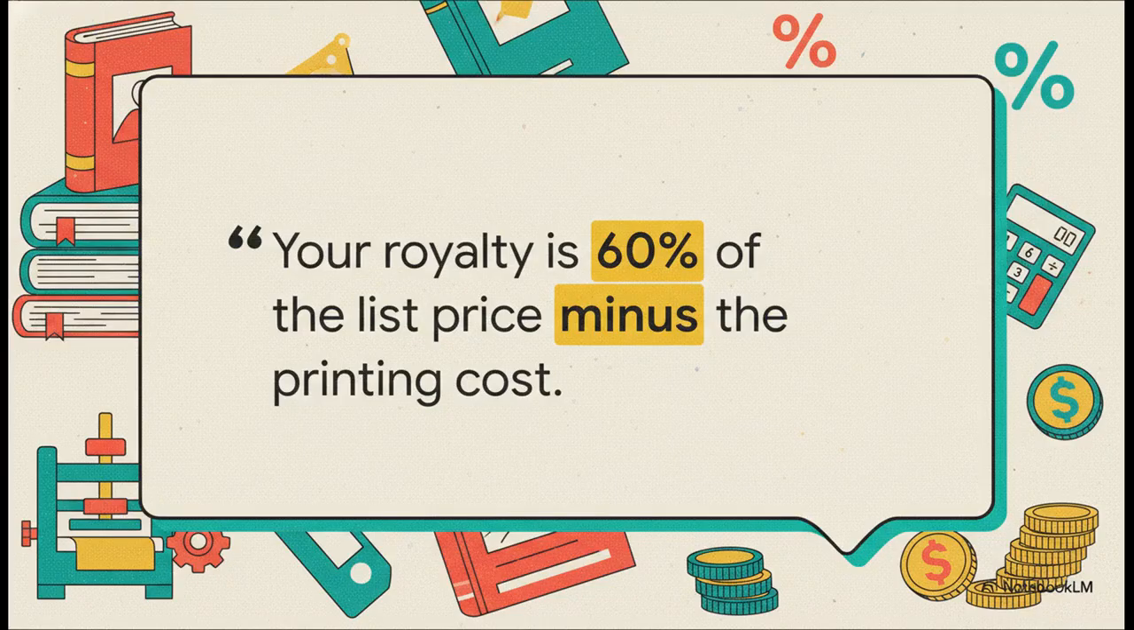Paperback pricing is way more straightforward. Your royalty is a flat 60% of your list price after Amazon subtracts the cost to actually print the book. And don't worry about doing the math. KDP automatically calculates and shows you the minimum price you can set to cover those printing costs.